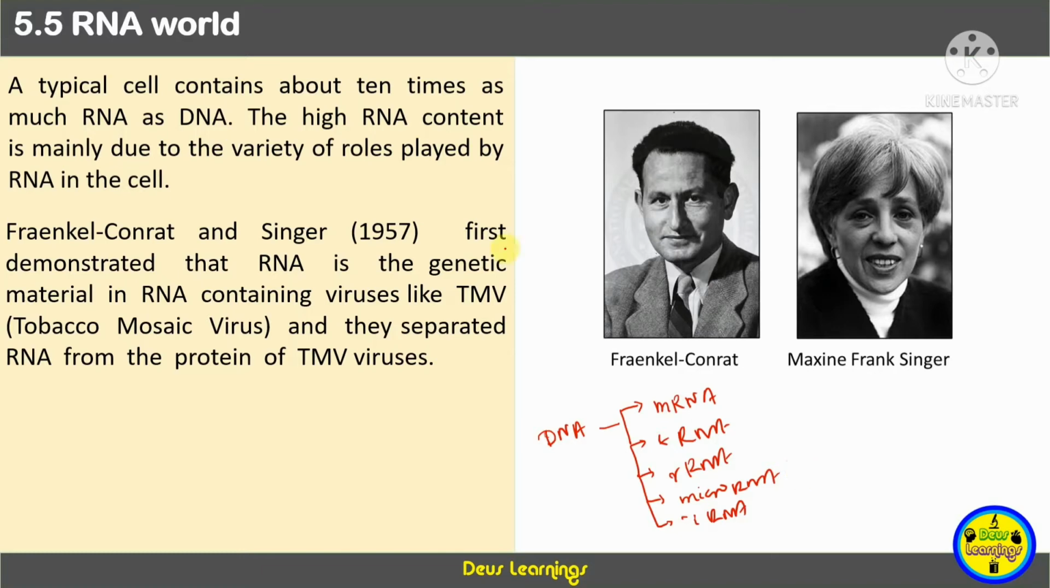There were two scientists, Heinz Fraenkel-Conrat and Maxine Singer, as given in the picture, and they were the first to demonstrate that RNA is the genetic material in some viruses, which are RNA-containing viruses. We know those viruses are classified as retroviruses. So there are viruses which possess RNA that does the job of genetic material. It's TMV here. They were able to separate the RNA from the protein of TMV, and they noticed that this RNA was actually working as the genetic material of the tobacco mosaic virus.